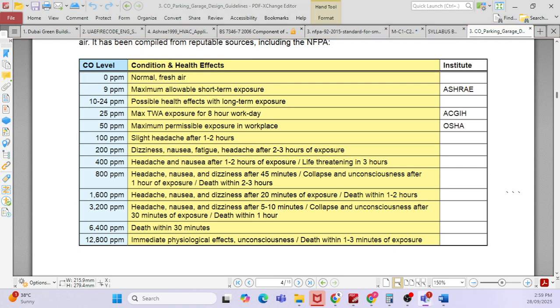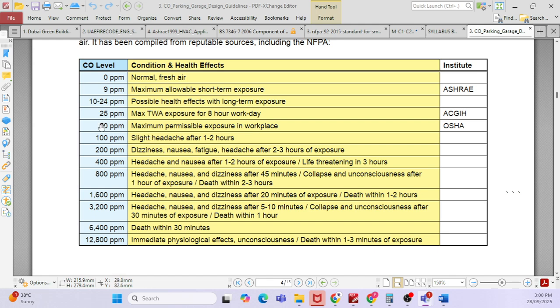For example, 0 ppm is normal fresh air. If the ppm level goes high, that means the pollution level is increasing. So what is the possibility? Maximum allowable short-term exposure. With 10 to 24 ppm there is possible health effect with long-term exposure. 25 ppm is the maximum exposure for an 8-hour workday. 50 ppm is the maximum permissible exposure.